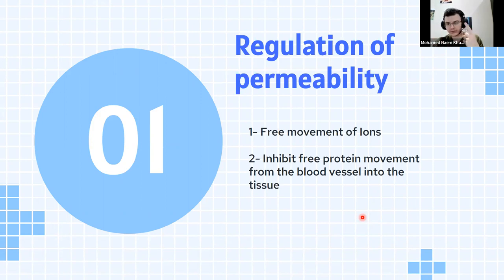One, it allows free movement of ions. Two, it inhibits the movement of protein, so the proteins can stay inside the blood vessel. Is that clear? These are two very important concepts. Okay, great. Now we said that we need to inhibit protein from moving out, but it's okay for the ions to move out. Why is that? Why do we inhibit proteins, not ions?